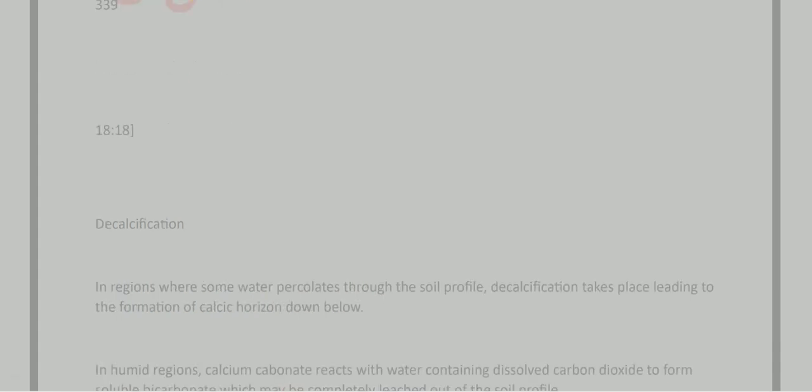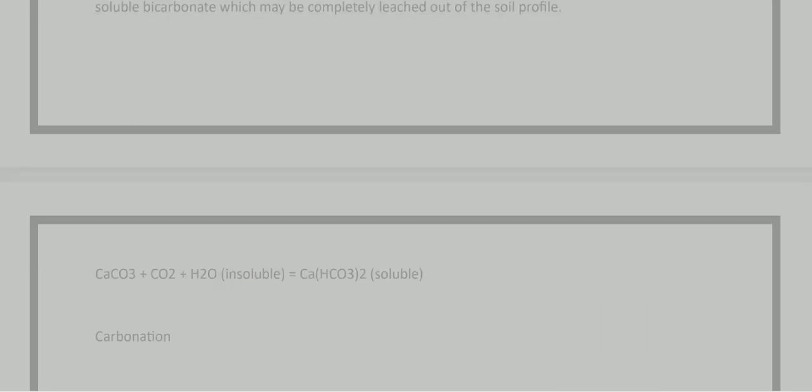C. Decalcification. In regions where some water percolates through the soil profile, decalcification takes place, leading to the formation of a calcic horizon down below. In humid regions, calcium carbonate reacts with water containing dissolved carbon dioxide to form soluble bicarbonate, which may be completely leached out of the soil profile. CaCO3 (insoluble) + CO2 + H2O = Ca(HCO3)2, soluble.